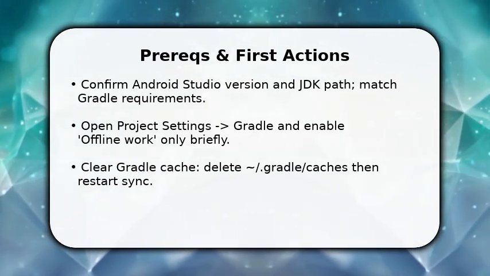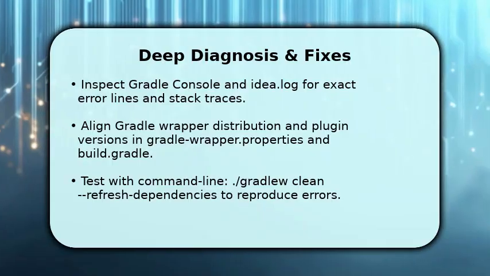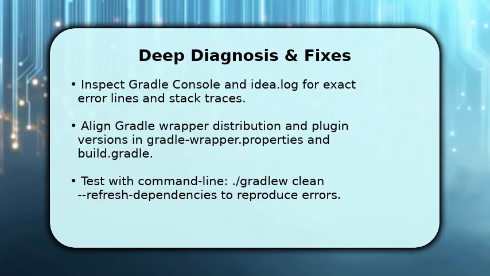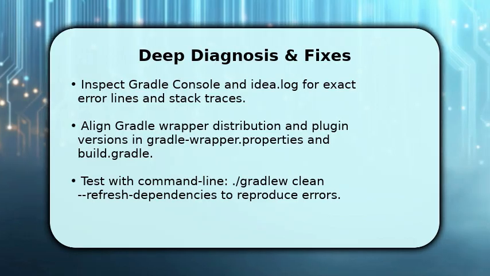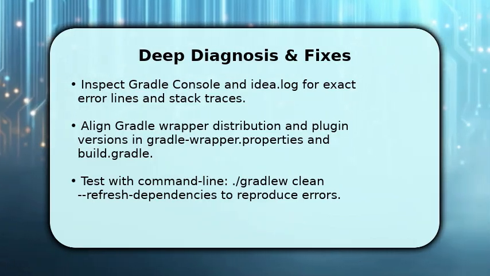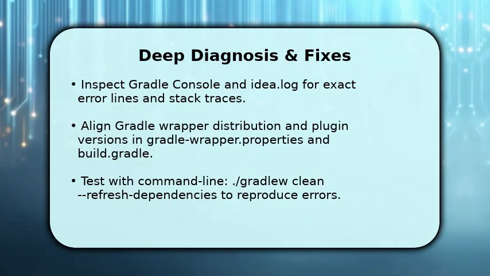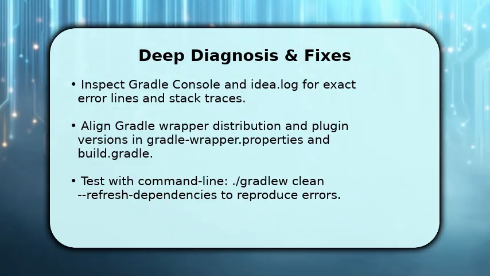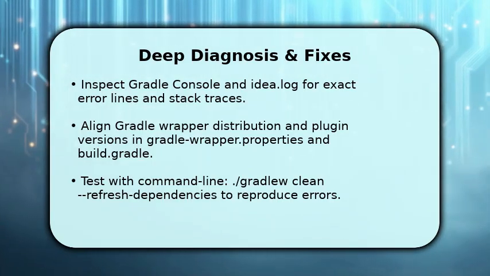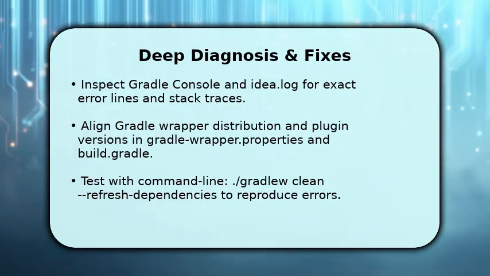Now dig into the error details. Open the Gradle console and idea.log because they show which dependency or plugin failed. You should compare the Gradle wrapper properties distribution URL with the plugin versions in build.gradle to ensure compatibility. Mismatched versions cause runtime class errors.